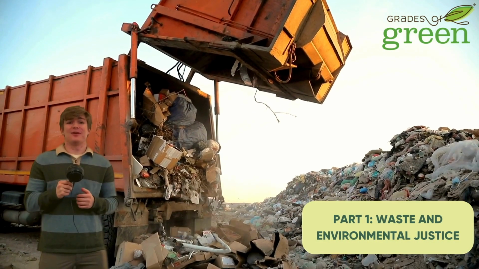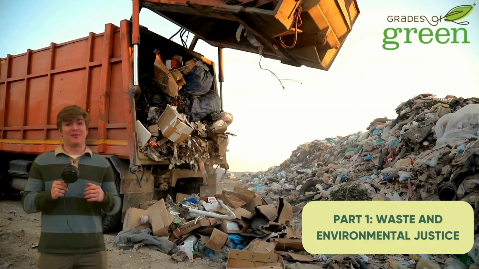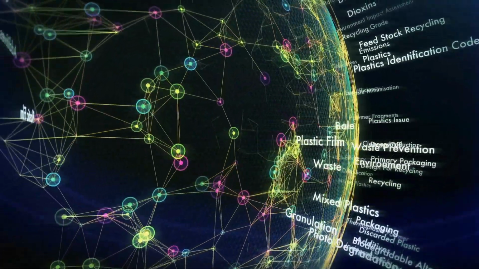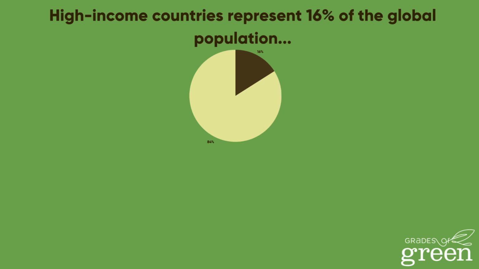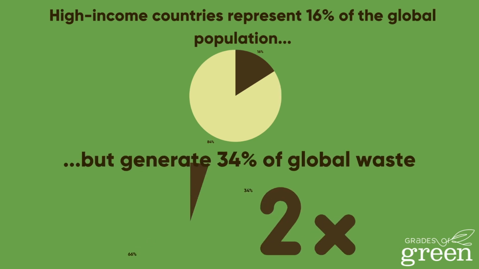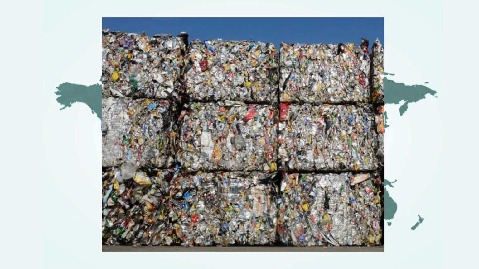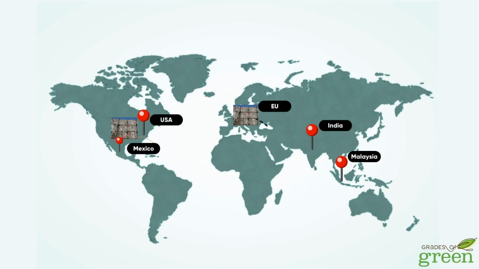Let's dive a bit deeper now into the problem of waste, starting with environmental justice. Waste is a global problem, but its impacts are felt disproportionately around the world. According to the United Nations, high-income countries represent 16% of the global population, but generate 34% of global waste. And while most of this waste is handled domestically, a significant amount of plastic waste, for example, is offloaded to lower-income countries under the guise of recycling.